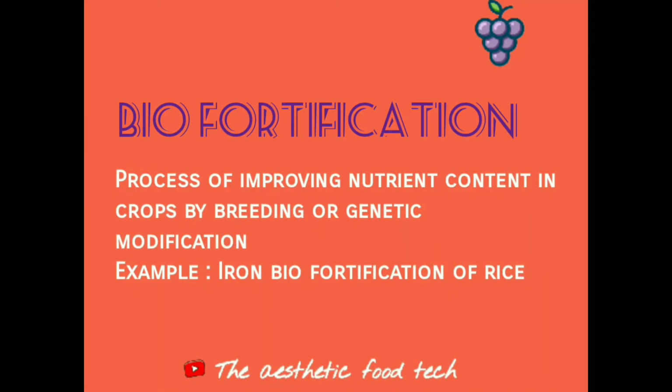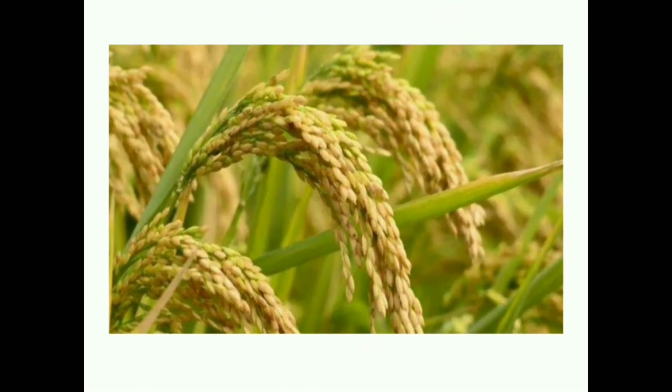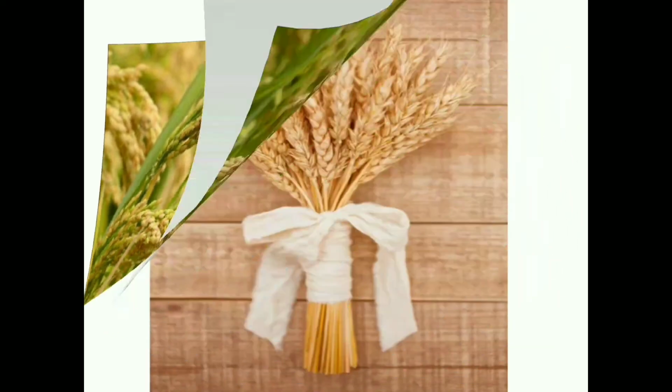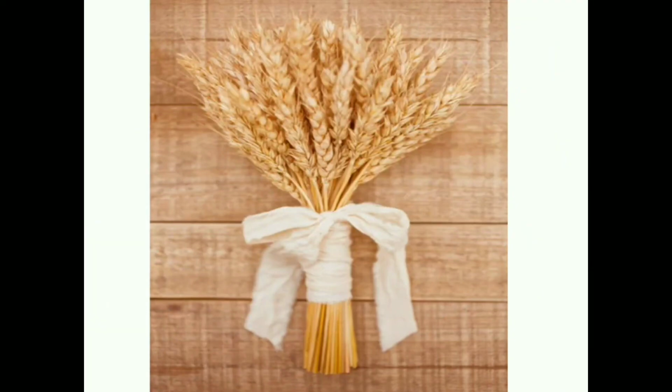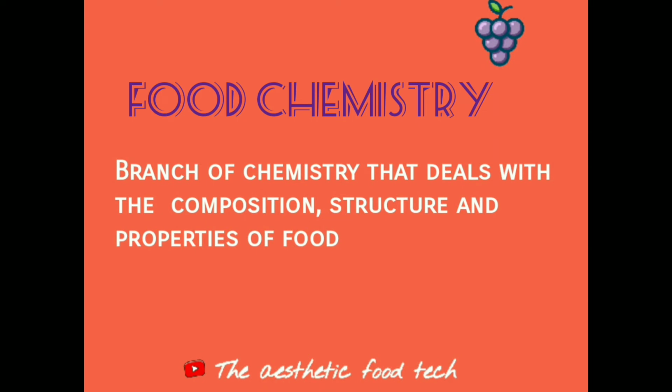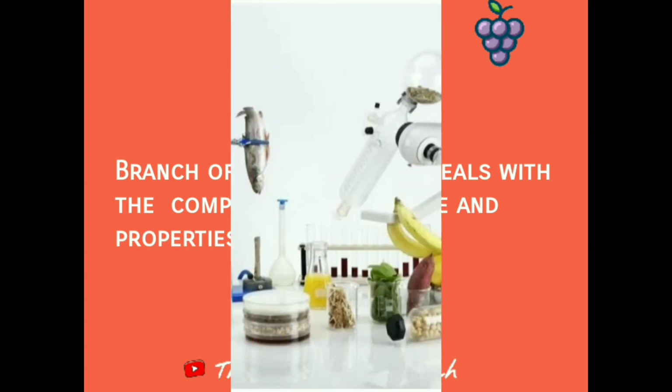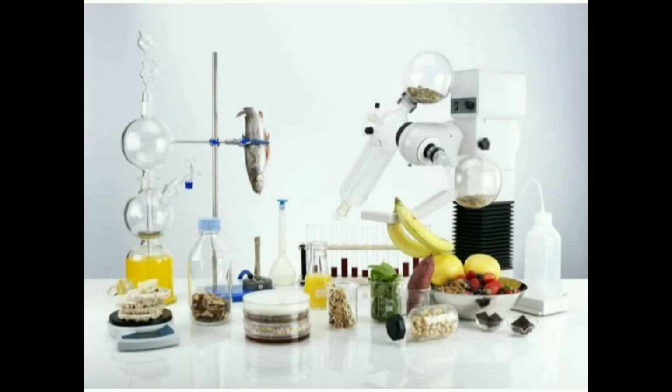Biofortification. Biofortification is in fact a process to increase the nutritional content of a crop. It can be done either by breeding or by genetic modification. Through this process, the nutritional content in a crop is increased. Examples include biofortified rice, biofortified wheat, etc. Food chemistry is the branch of chemistry that deals with the composition, structure, and characteristics of a food product.